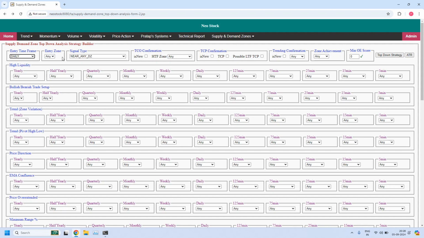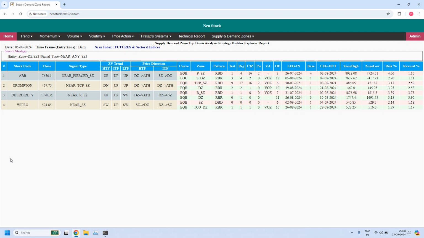Next, for daily time frame, let us find the stocks near daily supply zone. Four stocks are filtered. Let's verify high liquidity supply zones, if any. This is a pierce zone, not valid. Oberoi Realty is valid. So we have only one high liquidity daily supply zone from this list.